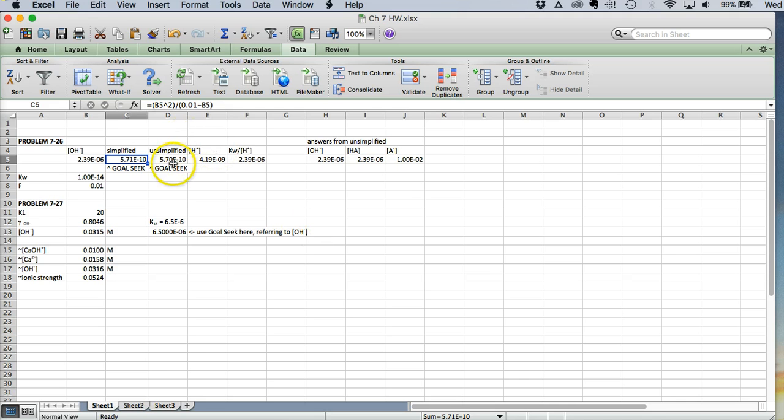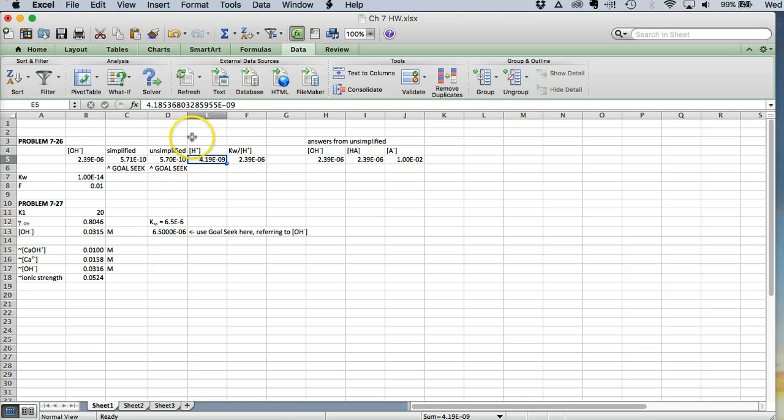So I got that. In the unsimplified version, here I'm not referring to this hydroxide concentration. I'm referring to the formal concentration, the hydrogen ion concentration, the proton concentration, and this Kw over H+. As you can see, this number is a number that is guessed, and then this is dependent on the hydrogen ion concentration and also Kw.